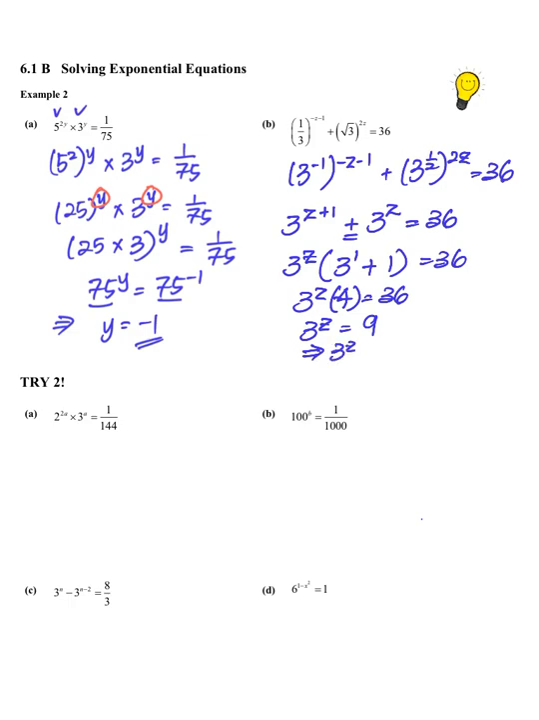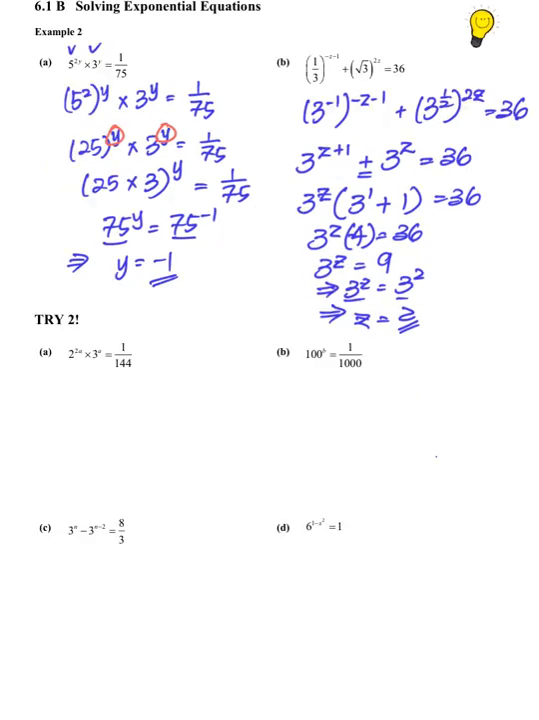So 3 to the power z equals 3 to the power 2. 9 is 3 to the power 2, right? So therefore, same base, so z must be equal to 2. Okay, try 2. You can try your 2, A to D, on your own first, and then you check your answer.